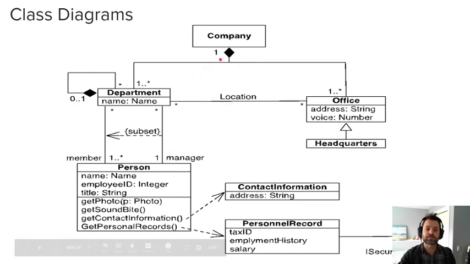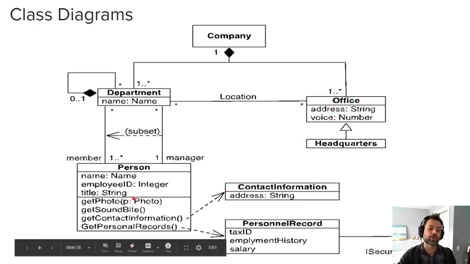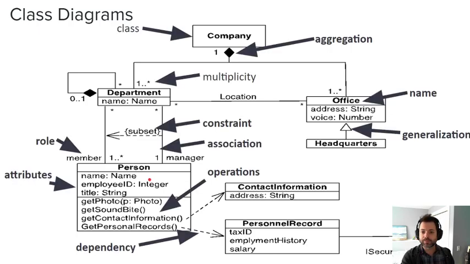Basically, all you're doing is going back here, filling in some values. What's the company called? What are the departments called? What is the address and phone number of this particular office? Who is this employee? All right, so we're filling in values here.